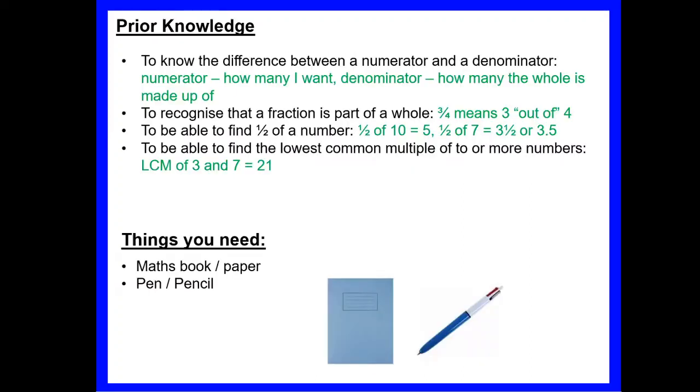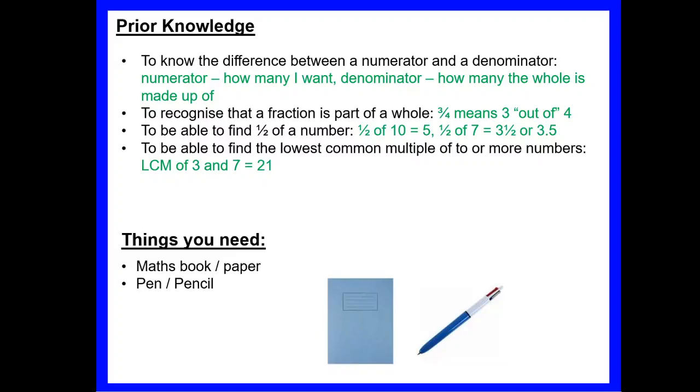We'll check our prior knowledge as normal first, so we need to know the difference between a numerator and a denominator. The numerator, the top number of a fraction, is how many you want to have, and the denominator, which is the bottom number in the fraction, is how many the whole is made up of. You should also be able to recognise that a fraction is part of a whole, so 3/4 means 3 out of 4. You should be able to find half of a number, so half of 10 is 5, half of 7 is 3.5.